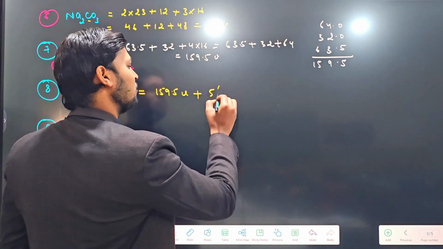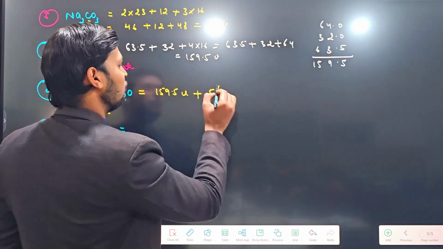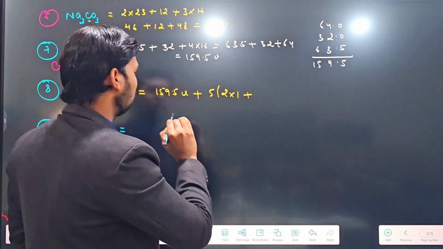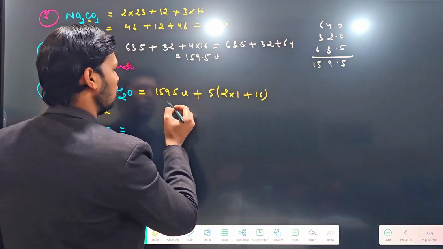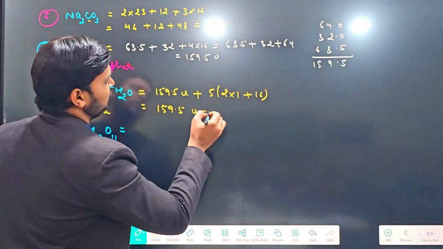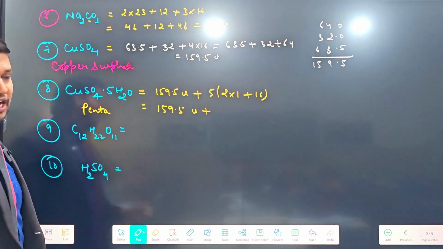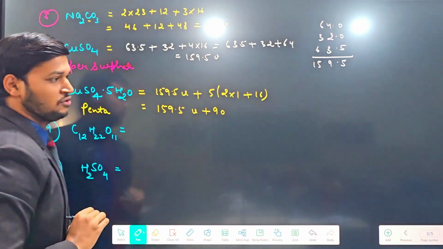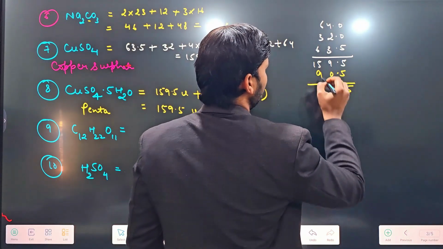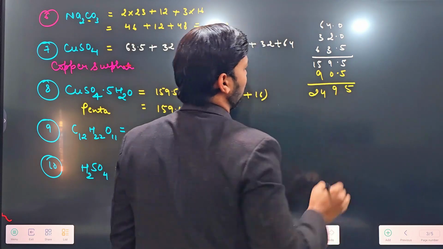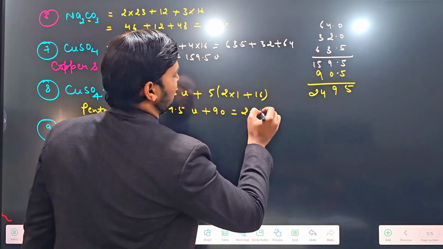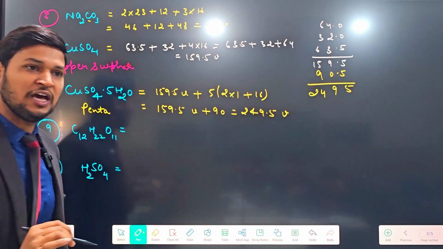To calculate the molecular mass, first of all place the bracket. 2 hydrogen atoms are here, so you will write 2 into 1, then the symbol of addition. The oxygen atom is there, with mass 16. So how much will you get here? 159.5 U. Then 16 plus 2 is 18. 18 fives are 90. Just write down 90 and add the 90 over here. 5, 9 is 14, 9 is 24. So its total mass will be 249.5 U. Is that clear?